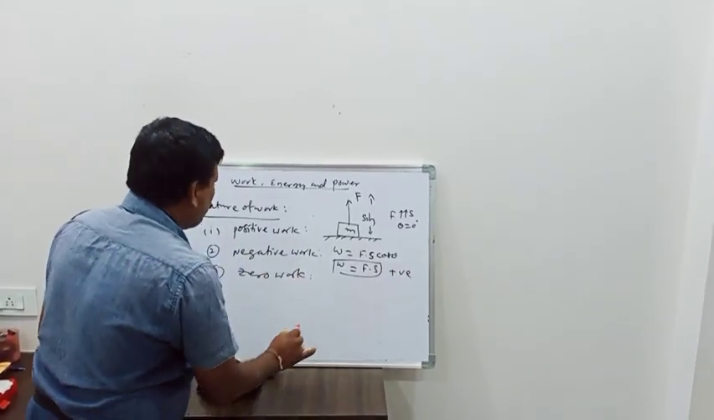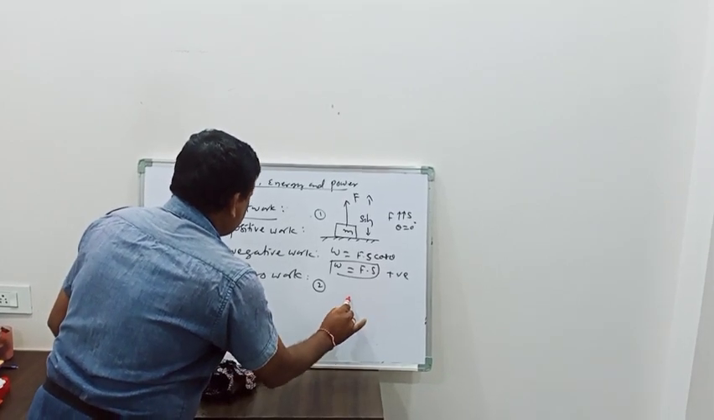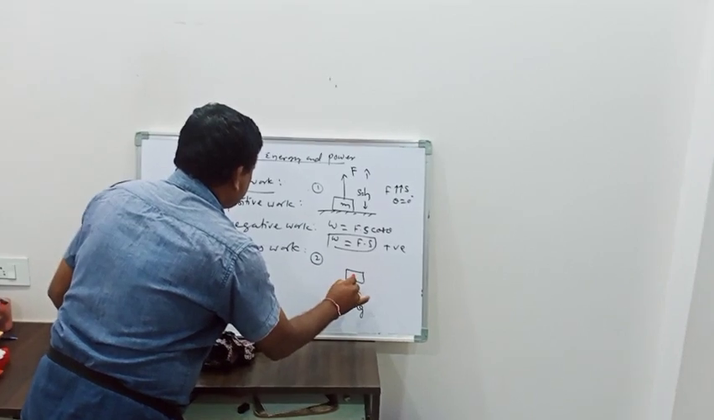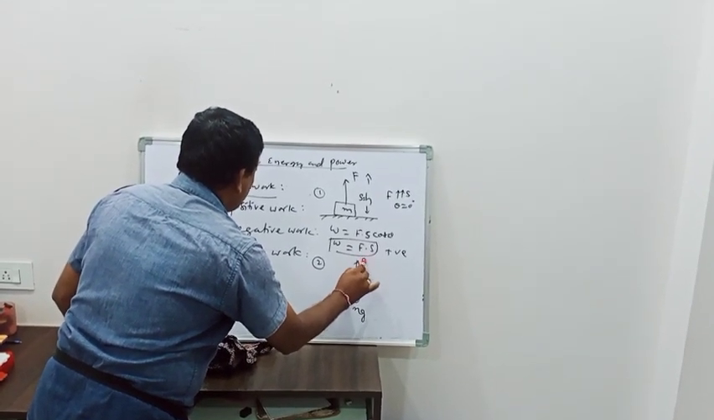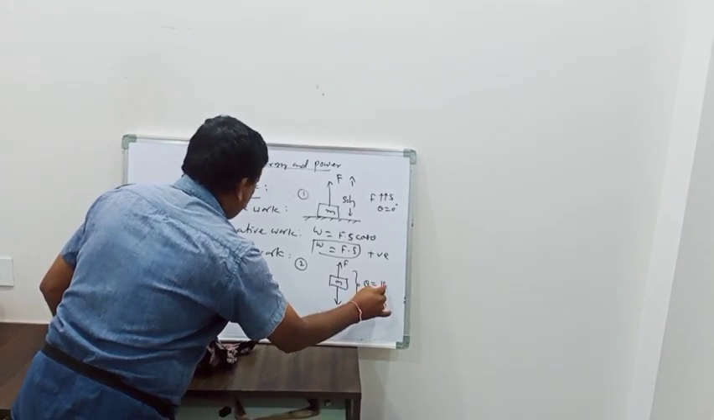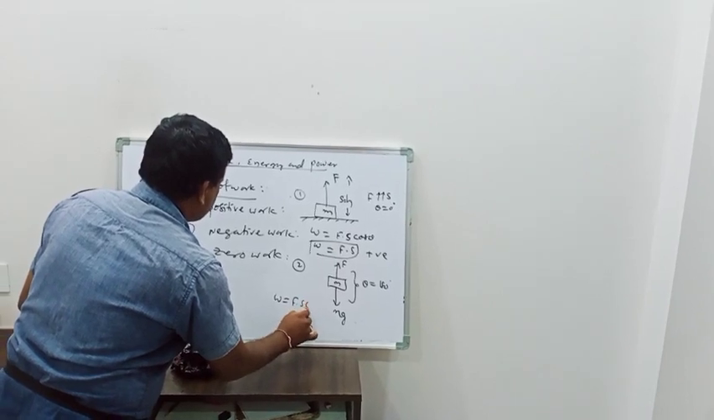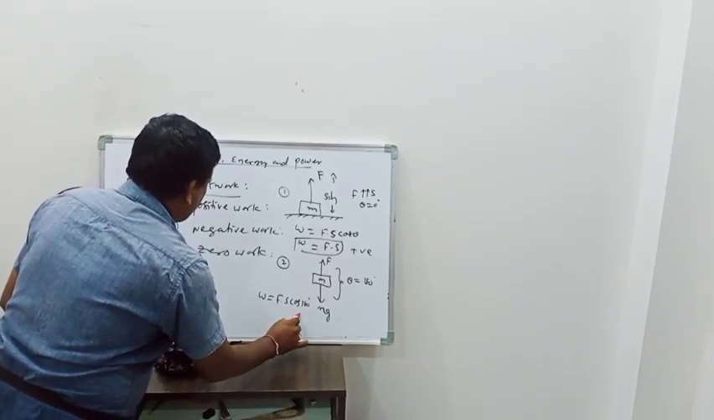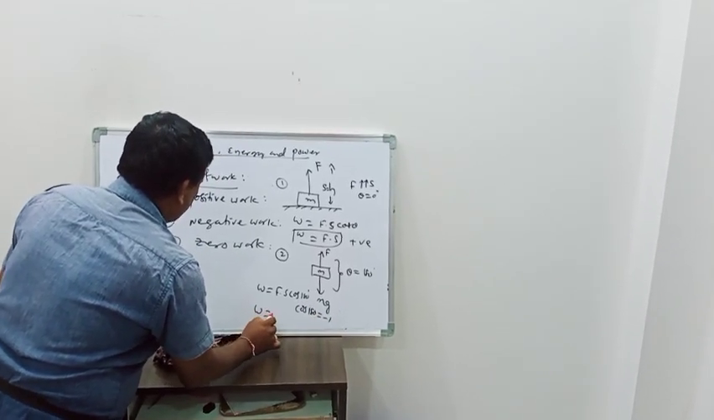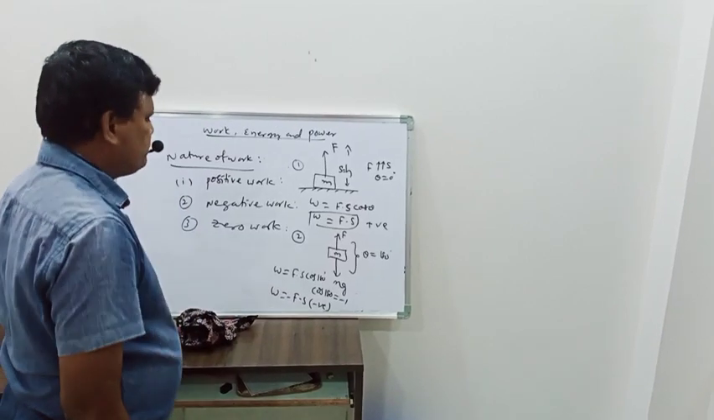Next, negative work. Work done by the gravitational force: the weight of the block acts downward, and the applied force is upward. So the angle between them is 180 degrees. So we can write W is equal to Fs cos 180. Here cos 180 is equal to minus 1. Therefore work done is negative. So this is the negative work done.